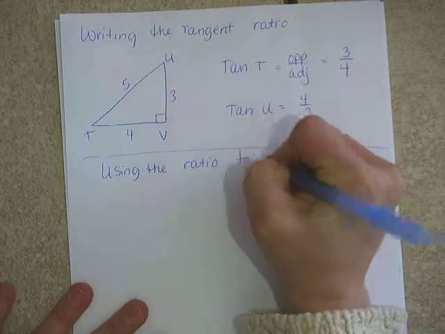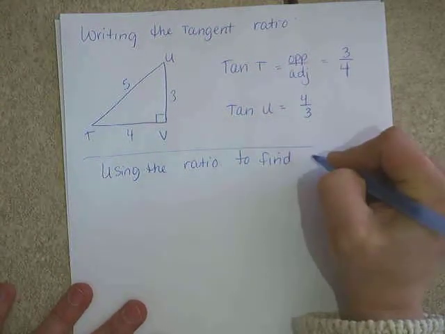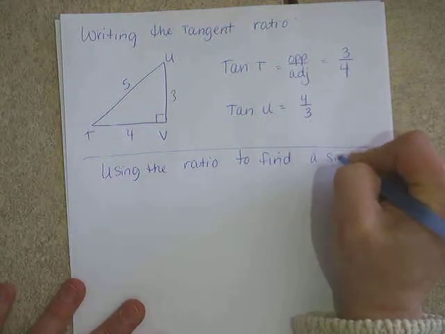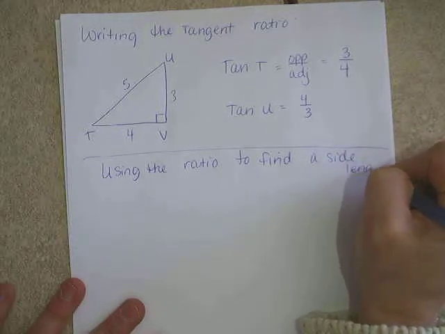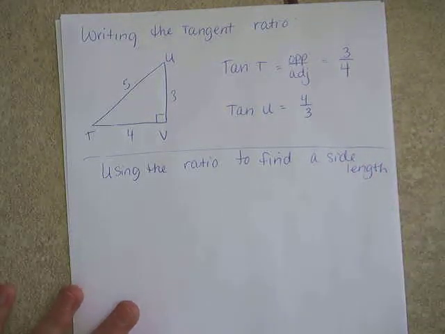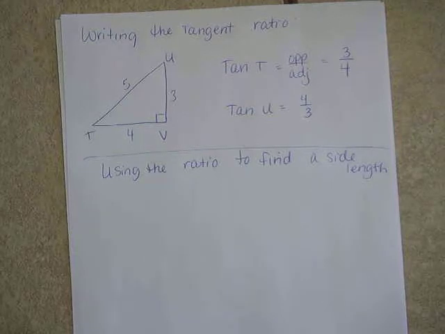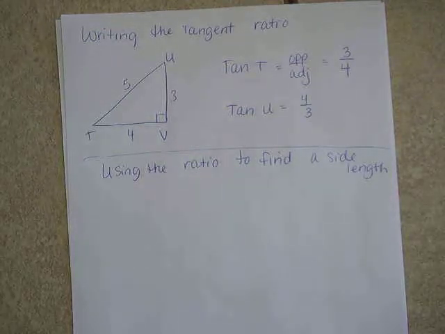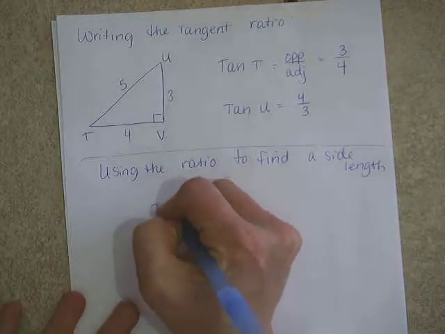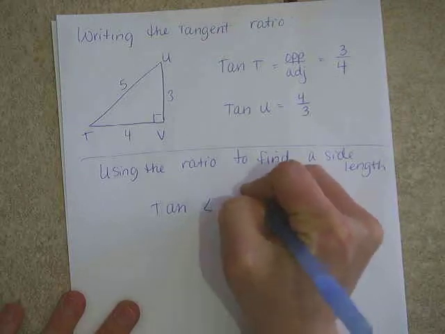Okay? So applying this so that we're actually using the ratio, so you can write down using the ratio to find a side length. You're always going to go back to, and it doesn't matter once we do sine and cosine, you're always going to go back to the tangent of the angle equals opposite over adjacent.